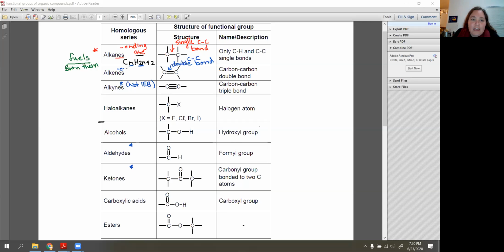These will have the ending E-N-E, and the general formula for them will be CnH2n. So you'll notice that we've effectively gone down two hydrogens from our alkanes, all right? And please note, you do not get methane. You cannot get something that's got a double bond between two carbons if you've only got one carbon. So our first alkene is going to be ethene.